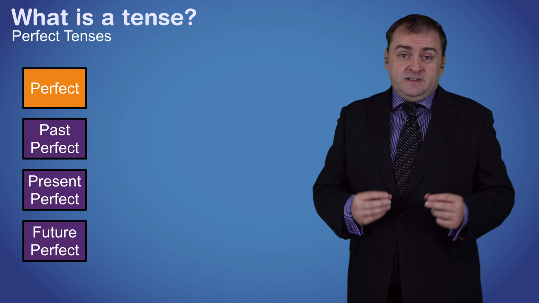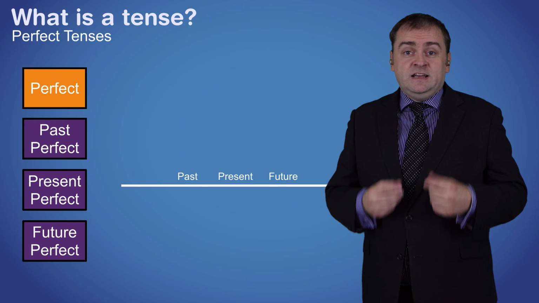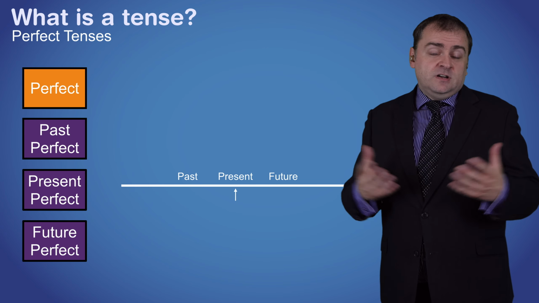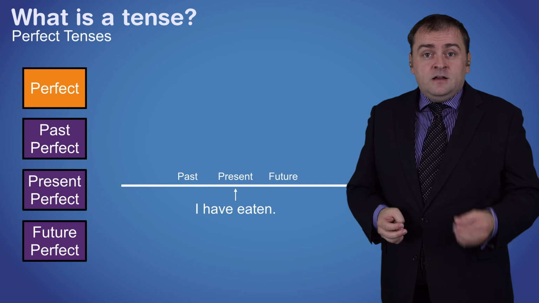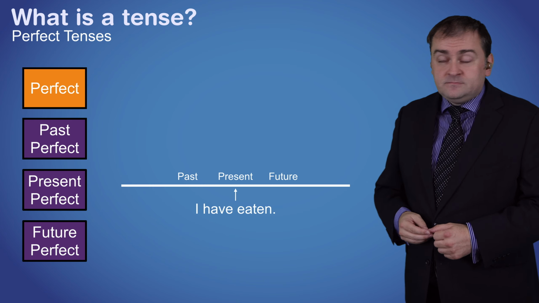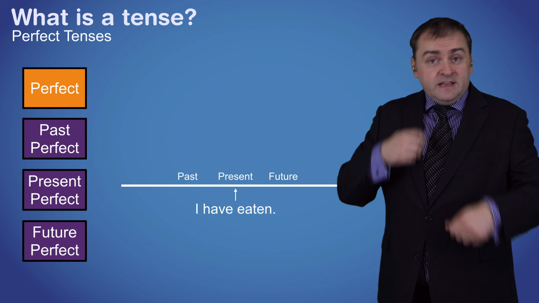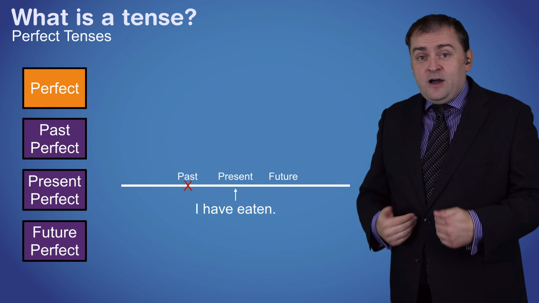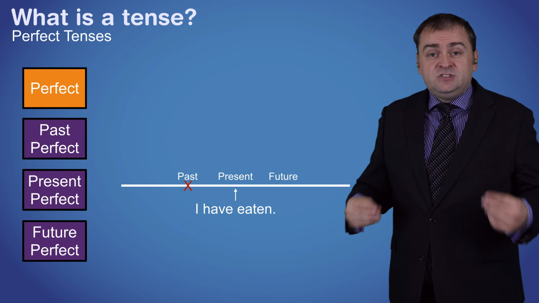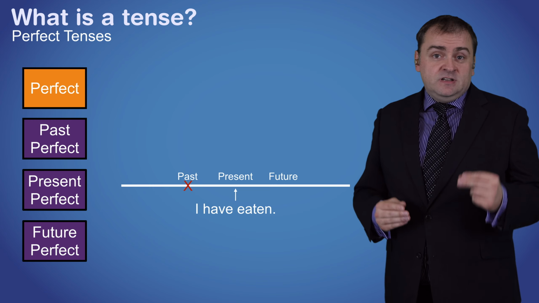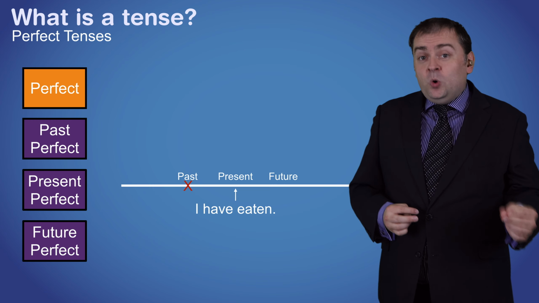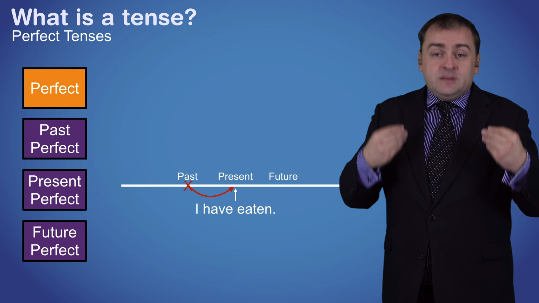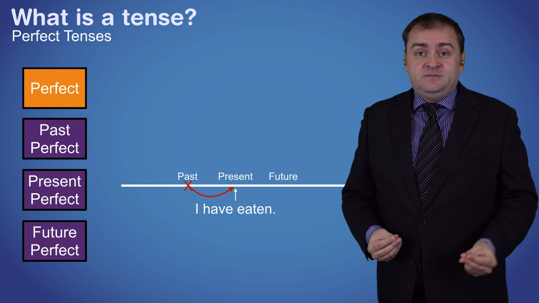In the present perfect tense, we're talking about an action that's finished in the present. For example, you might tell someone, I have eaten. The action of eating happened in the past, but now in the present it's finished. So even though the action happened in the past, we're talking about the result, or the fact that now in the present it's finished.